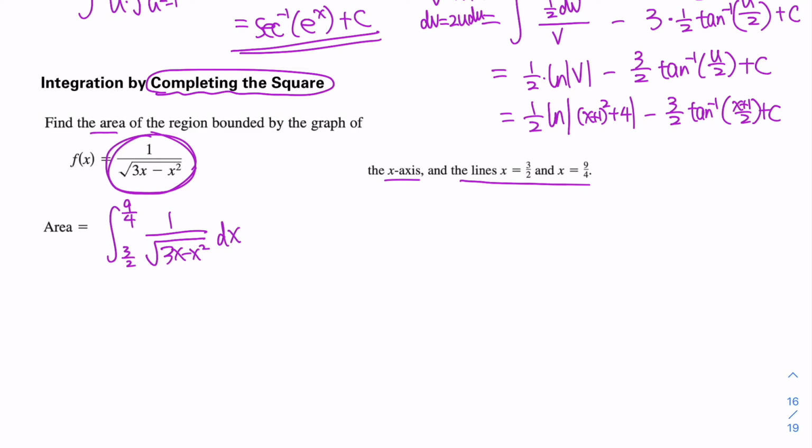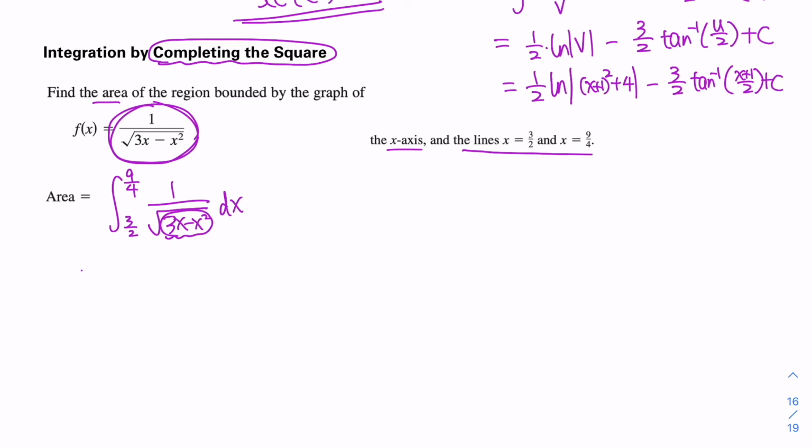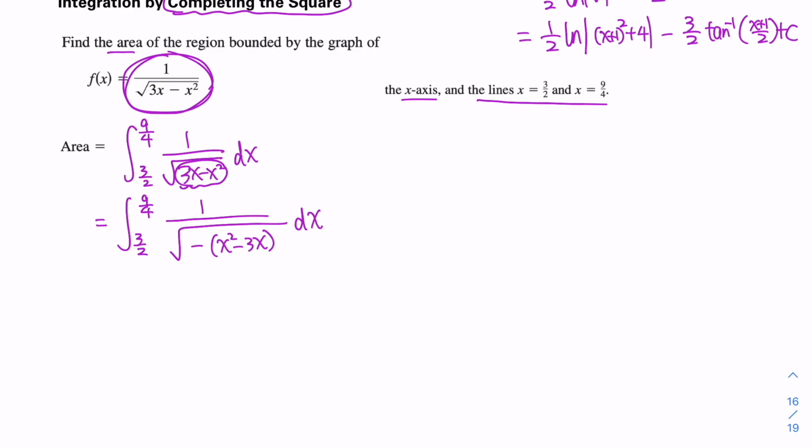So if you look at this one, inside we have a square root. We cannot use u substitution directly. We are going to complete the square for the denominator. So it's the square root of negative x squared plus 3x dx. So first we write it into this form. Next, negative x squared plus 3x.